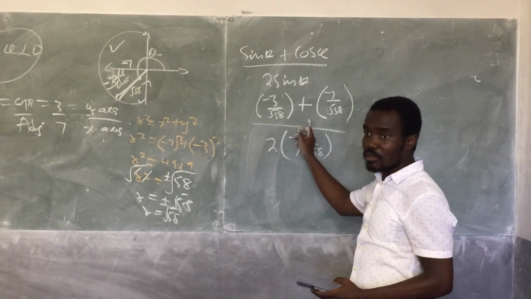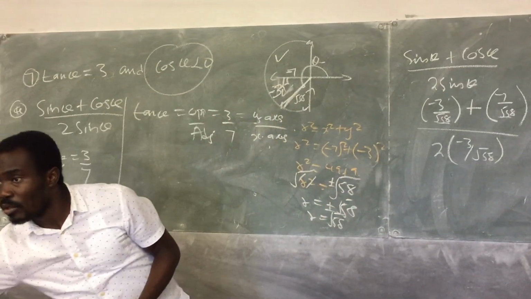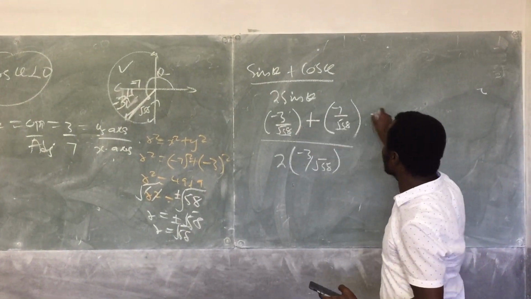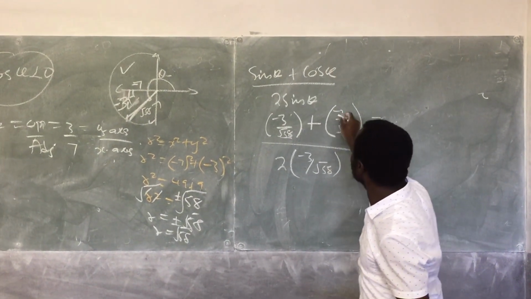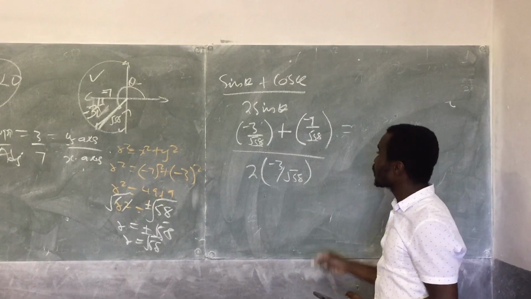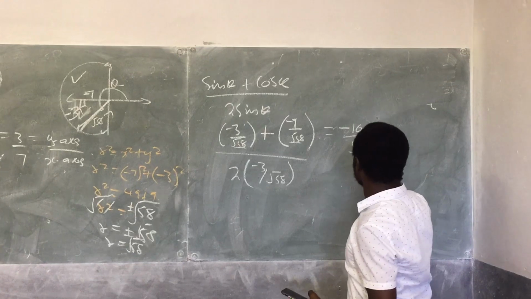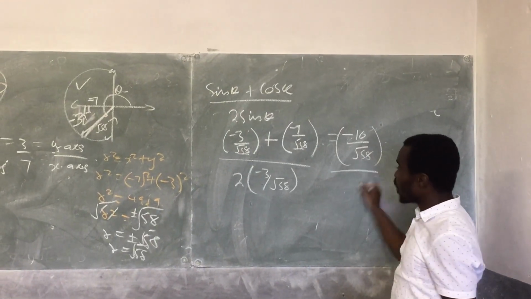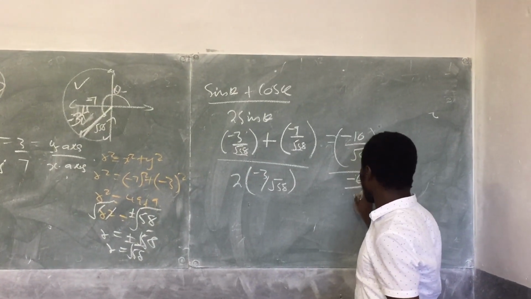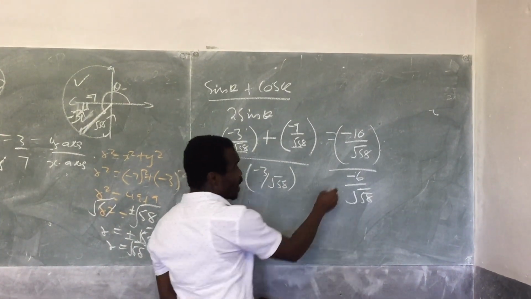Now watch it, these are being added. The denominators are the same. So what do we do? You take one denominator and add the numerators. Negative 3 plus negative 7 will give us negative 10. Negative 10 over square root of 58, all over 2 times this, which will give us negative 6 over square root of 58.